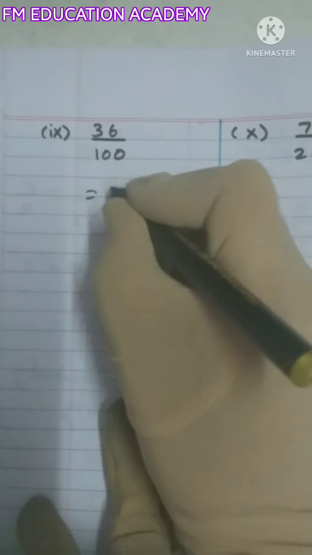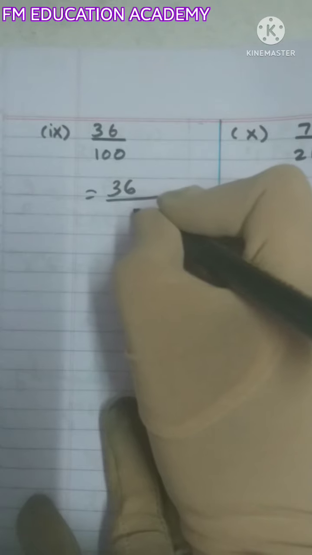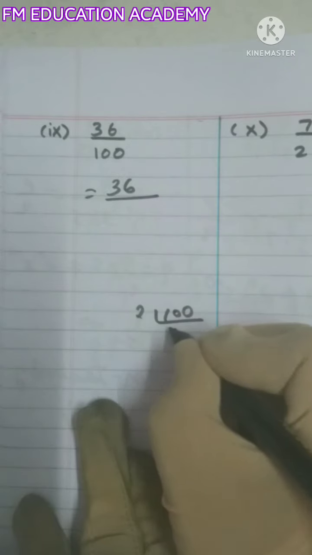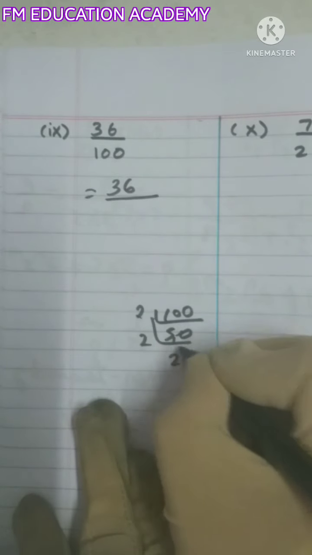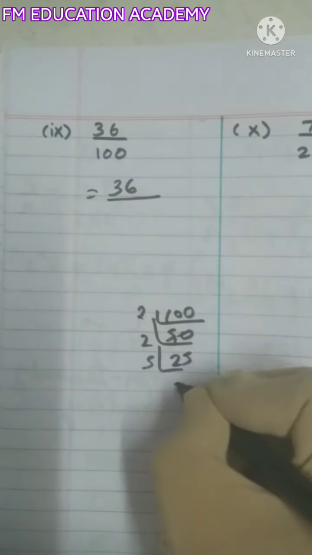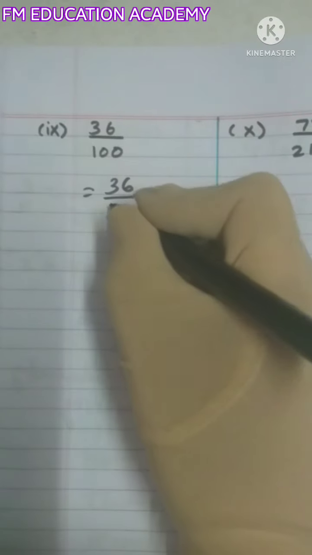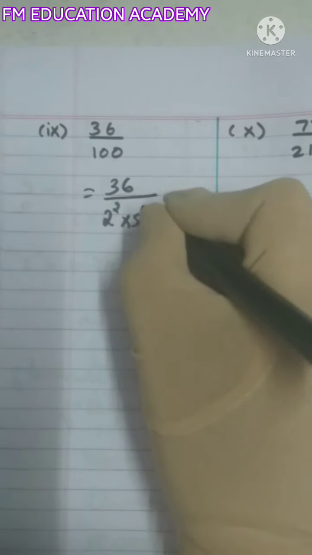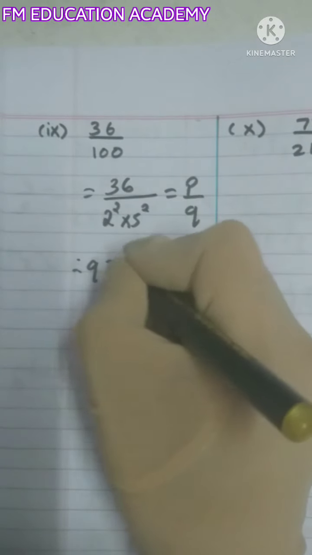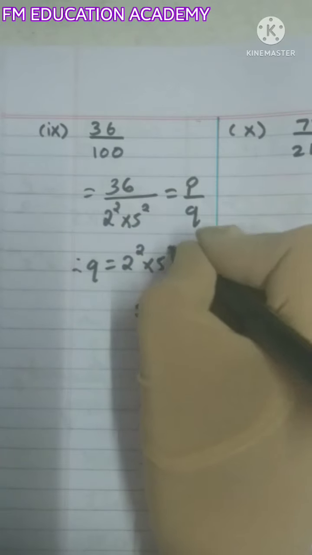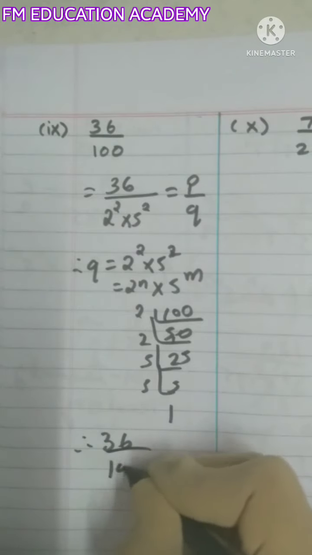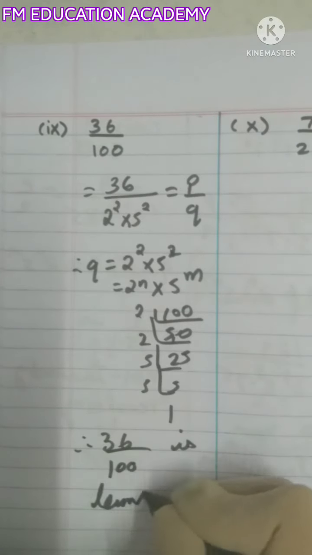36 by 100. So we know 5 2s are 10, right? And how can you write 100? Take out the prime factorization. 2 5s are 10, 2 2s are 4, 5 minus 4 is 1, 0. 2 5s are 10, 5 5s are 5, 5 1s are 5. So we can write 100 as 2 square into 5 square. So since q, that is the denominator, is of the form 2 power n into 5 power m, therefore 36 by 100 is terminating.